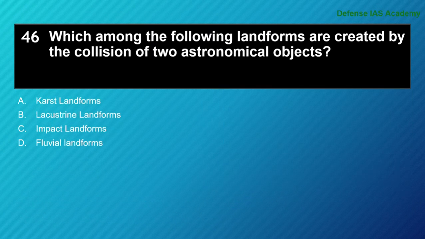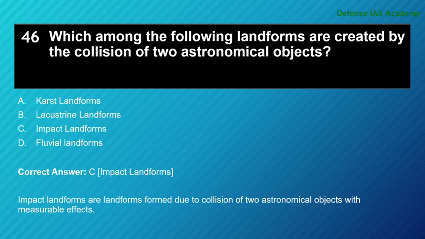Next question 46. Which among the following landforms are created by collision of two astronomical objects? So, collision of two astronomical objects leads to which type of landform? The answer is option C, impact landform. Impact landforms are formed due to collision of two astronomical objects with measurable effects. As discussed in the earlier question 45, there you have the crater which can be called an impact landform.